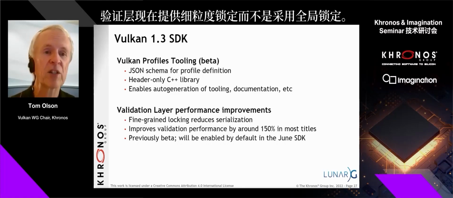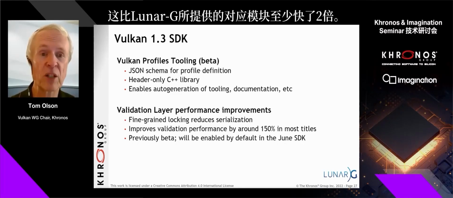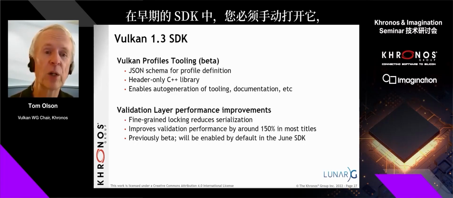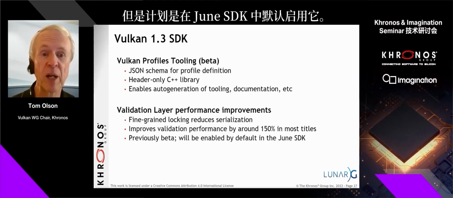Second, the validation layers now provide fine-grained locking instead of taking global locks. This provides more than a 2x speedup in most of the titles LunarG tracks. In earlier SDKs, you had to turn it on manually, but the plan is to enable it by default in the June SDK.